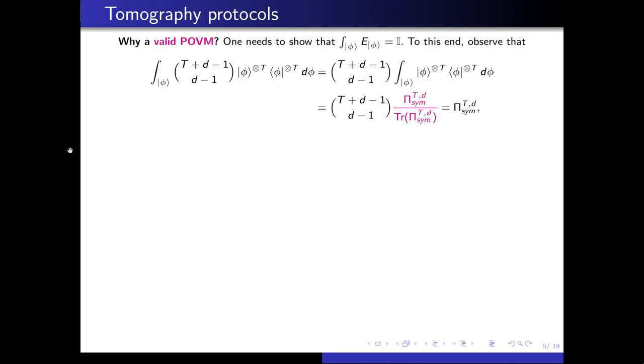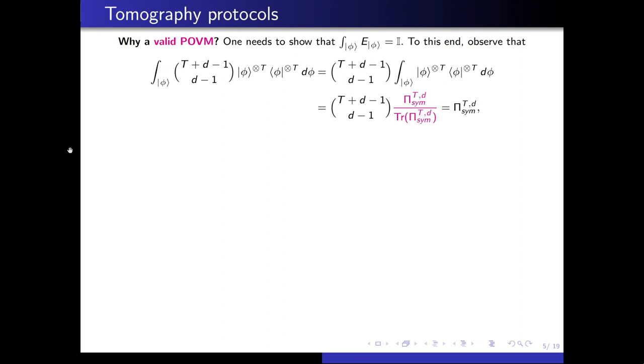Good, so let's just look at the first thing. Why is that a valid POVM? And to show why it's a valid POVM, you need to show that the sum of all the POVM elements, because we're working on the continuous family, you're looking at the integral of all the POVM elements, is equal to identity. That's what you need to show. And that's not too hard to show. You just need to observe the following. So we have this quantity. So remember, this was the POVM element for every phi. I have to take the integral over all phi and show that this was identity. So I have this quantity. I can just pull this binomial quantity outside this integral. So I have this left.